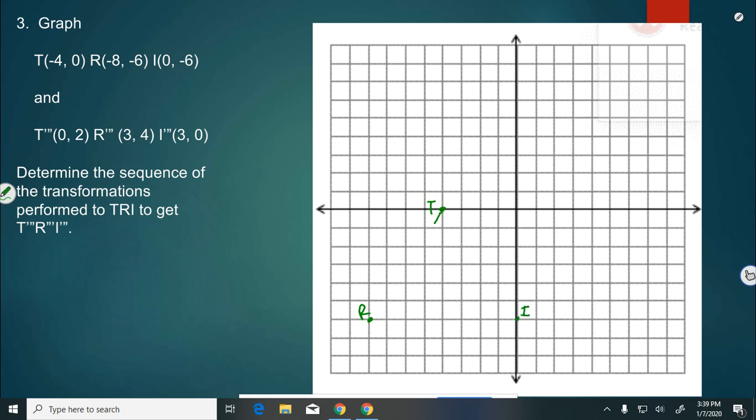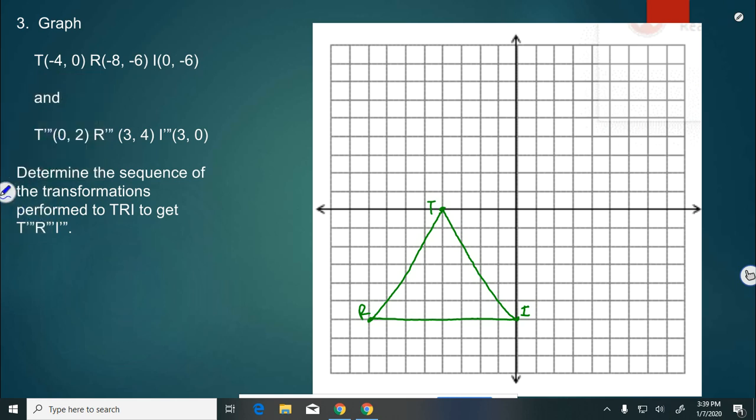Okay, so now we can draw our triangle. Ooh, I thought I really messed that up. Okay, and we have what looks like an equilateral triangle because all 3 sides look like they're pretty much the same size. All right, then we have to graph T triple prime, R triple prime, and I triple prime.